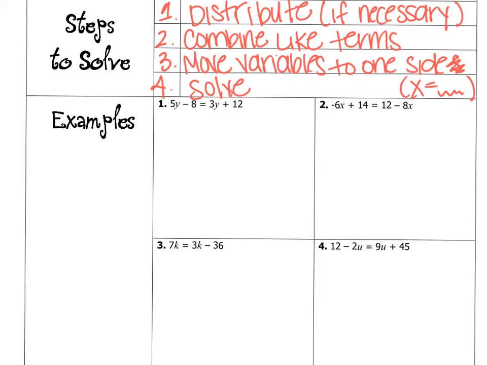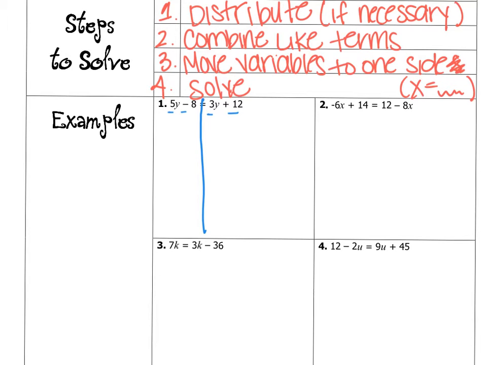All right, so let's do an example. This first example says 5y minus 8 equals 3y plus 12. I'm going to go ahead and draw my line down the center. And step one said to distribute if necessary, but I don't see any parentheses there. I have nothing to distribute. I also could check, do I have any like terms? Even though I didn't distribute, you still may have some like terms that you could combine. But on the left, we have a 5y and a minus 8, so those aren't the same. On the right side, we have a 3y and a 12. So those aren't like terms. So we can't combine anything together.